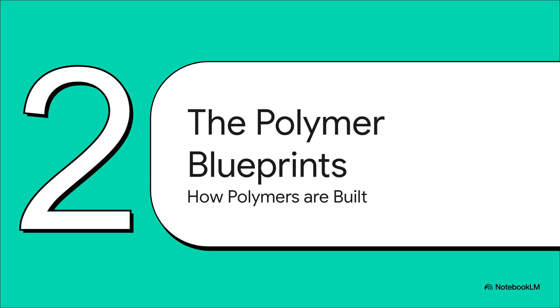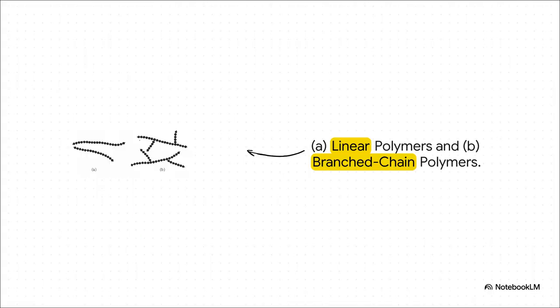Okay, now that we've got the basics down, let's move on to Section 2, the polymer blueprints. This is where we look at all the different ways these long chains can actually be designed and put together. So, take a look here. These are the two most basic structures. On the left, in Figure A, we have linear polymers. Think of them as long, straight chains, just like a piece of rope. But on the right, in B, you see branch chain polymers. Just like a tree, these have a main chain, but they've also got smaller branches shooting off the sides.